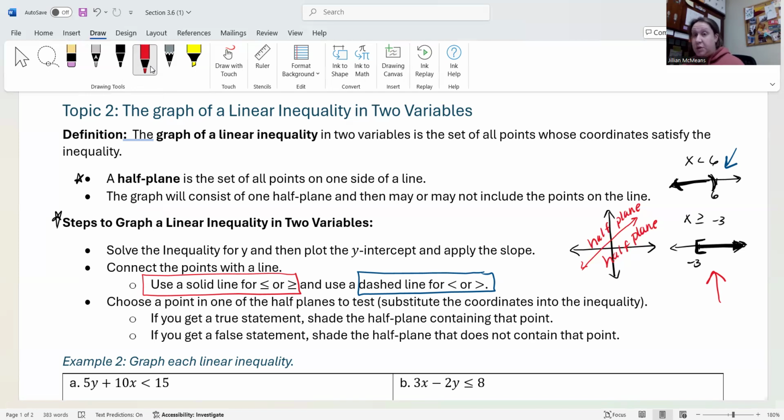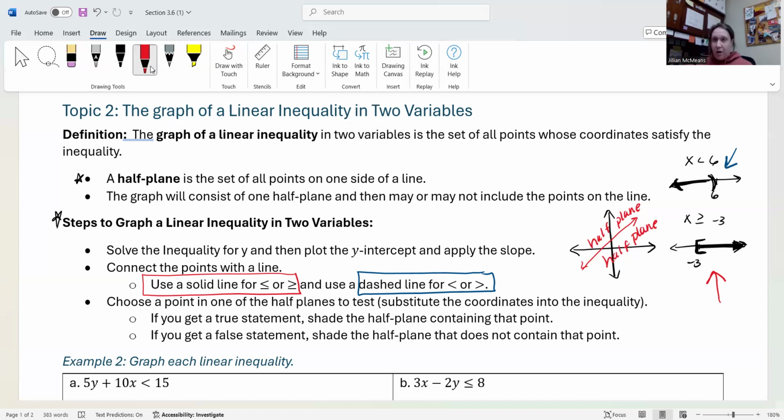And ultimately what we do is we test a point, okay? You want to test a point that is clearly not on the line. It has to be clearly above or below the line. So you test that point, you plug it into the original inequality. If you get a true statement, that tells you that ordered pair is part of the solution set. Therefore, that half plane that the point lives in would be part of the solution, so you would shade it. If you were to plug in a point and get a false statement, that tells you that ordered pair is not part of the solution set, and the half plane that contains that ordered pair would not be part of the solution set, so you would shade the other side, okay?